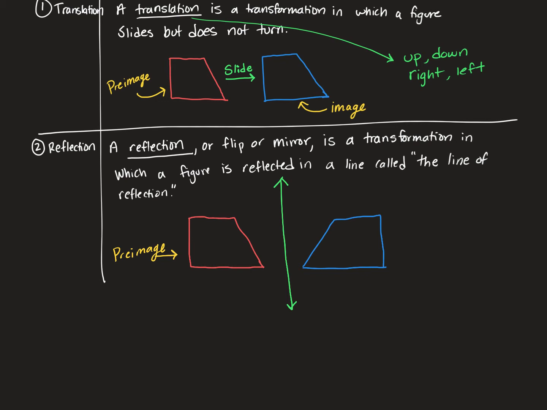And if you notice, this shape was flipped or mirrored to get us our image. And then the line of reflection is this one. That line of reflection, it's like the mirror.